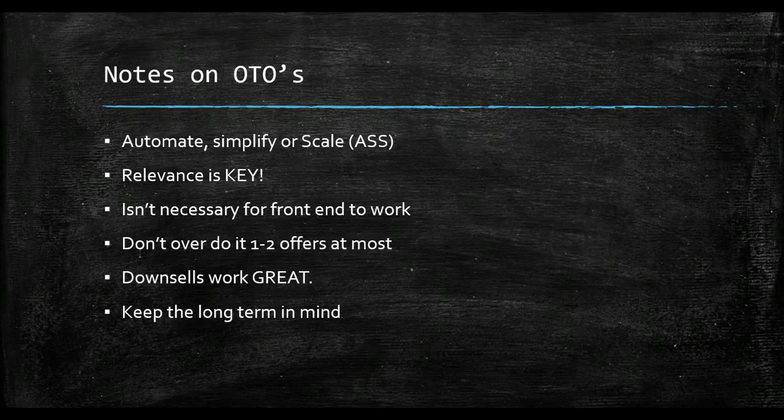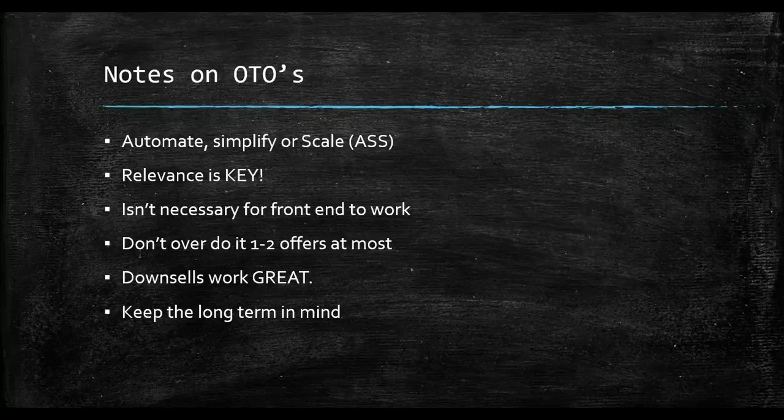Okay. Don't overdo it. Don't put 5 OTOs in there. You might be sitting there looking at the numbers, thinking, yeah, it's great. If they buy all this stuff, I can make $500 per customer. You got to think about the long term. If you piss people off, they're never going to buy anything from you again, right?